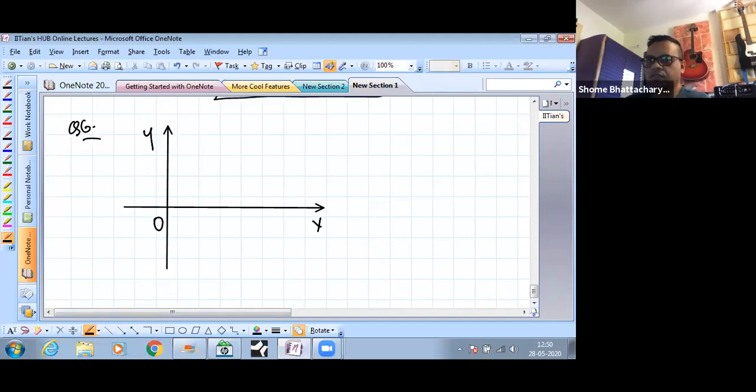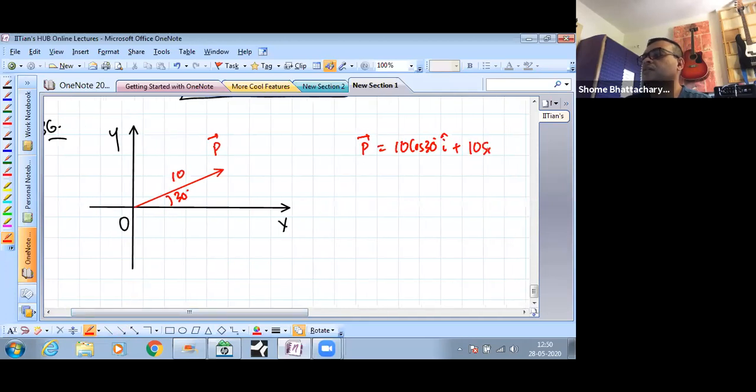In question 6, we are given vectors P and Q like this. P is a vector of magnitude 10 and this angle is 30 degrees. So in component form, P will become 10 cos 30 I cap plus 10 sin 30 J cap. So it will become 5 root 3 I cap plus 5 J cap.